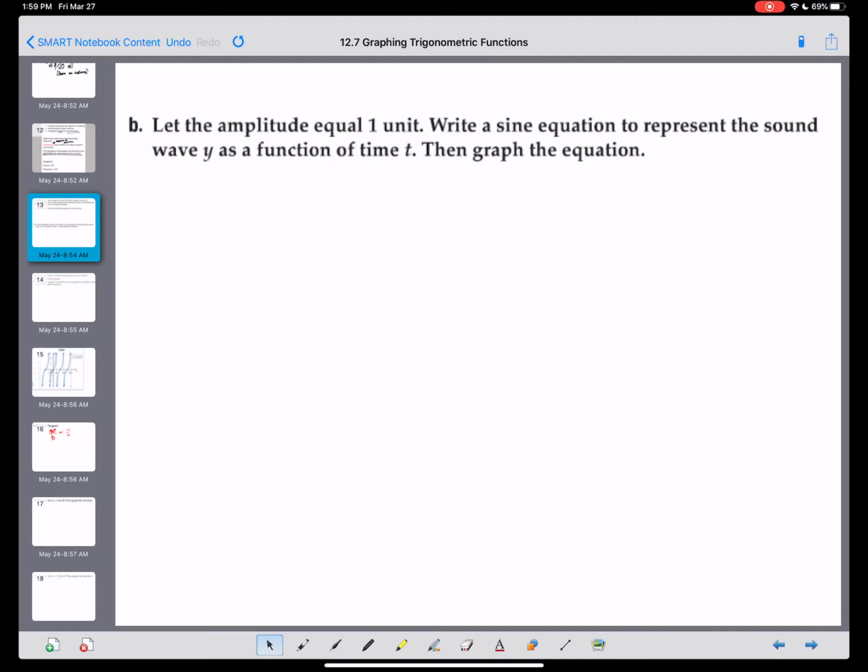Let the amplitude equal 1. Write a sine function equation to represent y as a function of time, then graph the equation.